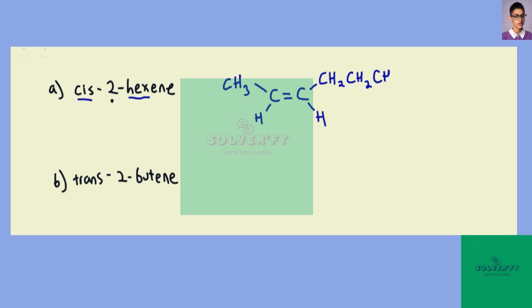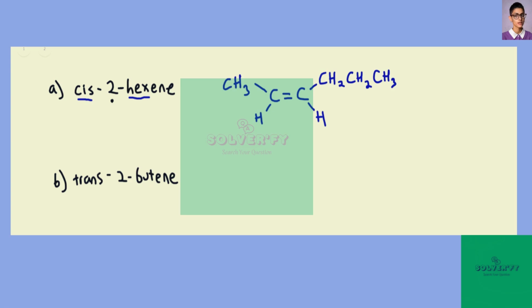CH2, CH3. So just to double check, I do have an alkene. My double bond is off of the second carbon. My root chain is 6 carbons long, and my functional groups are on this same side of the isomer.